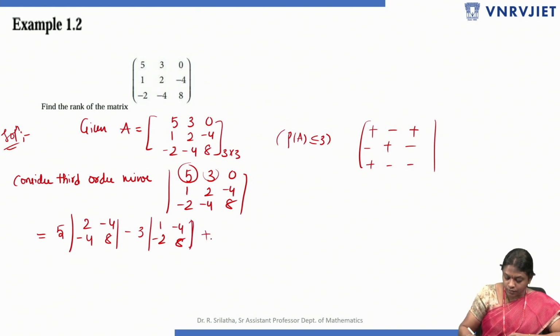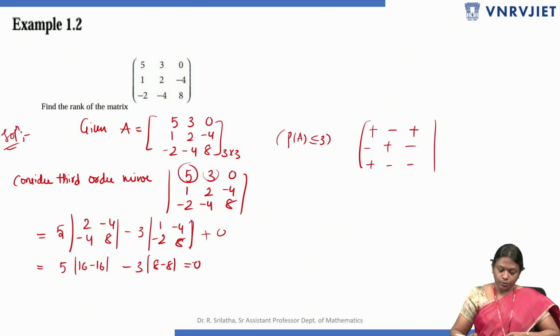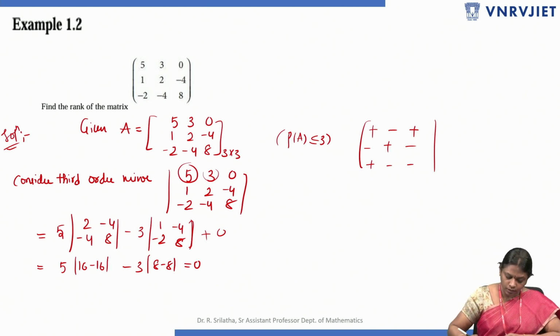And next we'll be having 0 here. No need to find that minor. So 5 times the determinant here: 8 twos are 16, 16 minus 16. Minus 3 times 8 minus 8, which is equal to 0. So since we got this determinant, that is the third order minor, as 0 here, that means the third order minor vanishes.